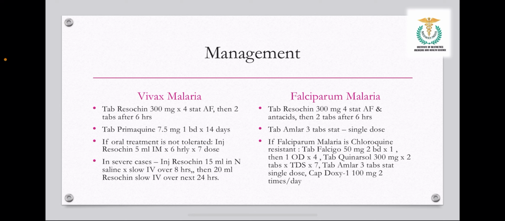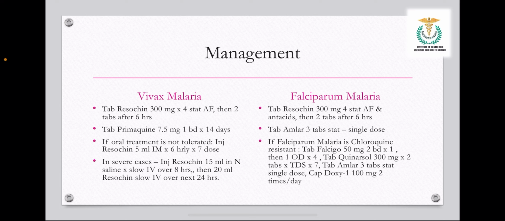And coming to the medications we can prescribe: tab chloroquine 300 mg, 4 tabs stat after food, then 2 tabs after 6 hours, then 2 tabs daily for 2 days. That is chloroquine, to be given with antacids and antiemetics, that is MSids or Perinorm. Then you can advise tab primaquine 7.5 mg 1 bd for 14 days.